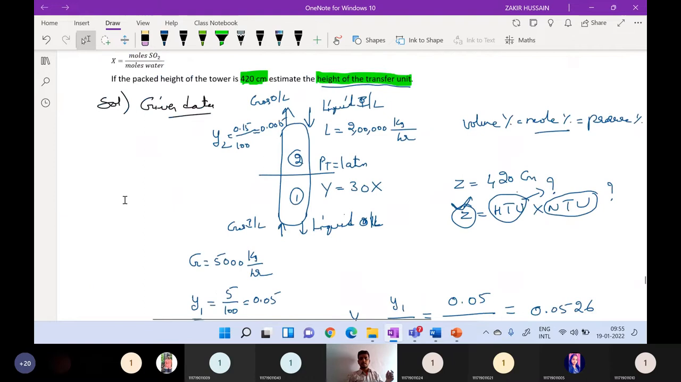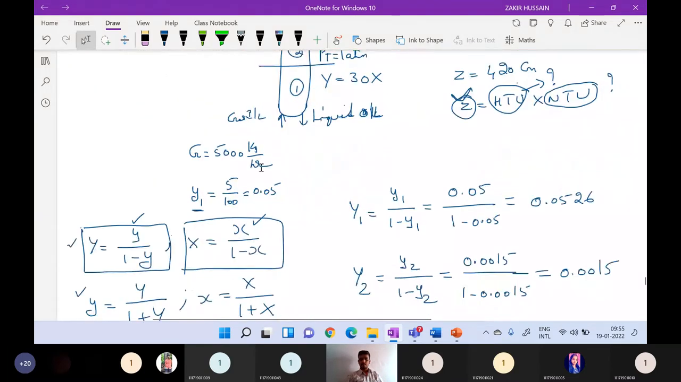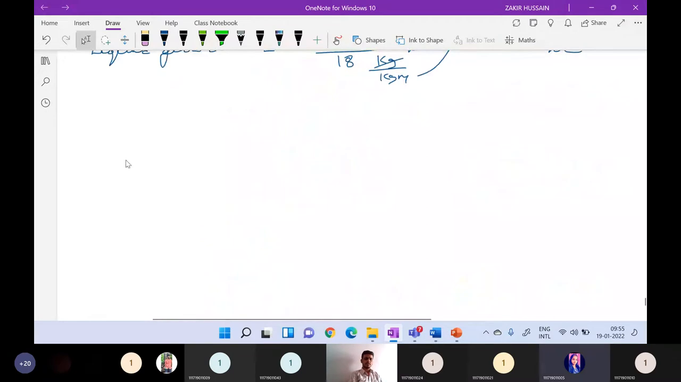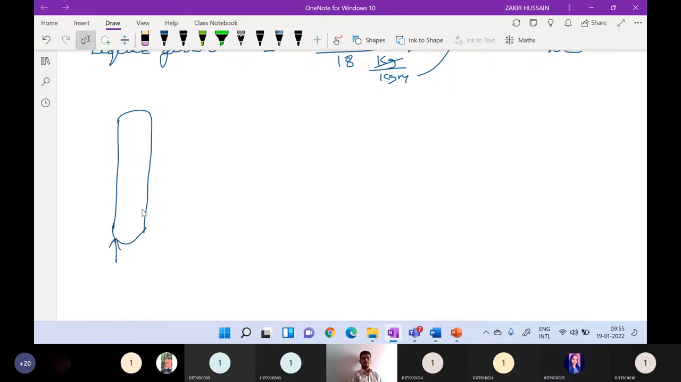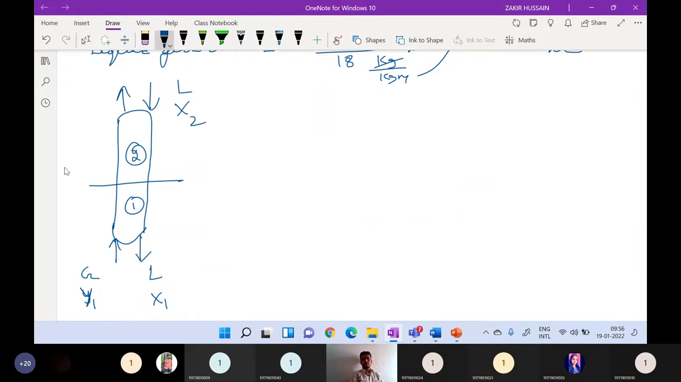Then finally, now we already know the material balance. So how to do this material balance? We already know. Once again, I am deriving it. Material balance, so very simple. Every time you don't have to remember any formula here. Directly you can derive everything. So this is the gas inlet, this is the gas outlet, this is the liquid inlet and liquid outlet. So bottom variables we are considering as 1 and top variables we are considering as 2. So here it is G, Y1 and this is L, X1. So capital Y, capital X we will take. This is 2, so L, X2. Then this is G and Y2.